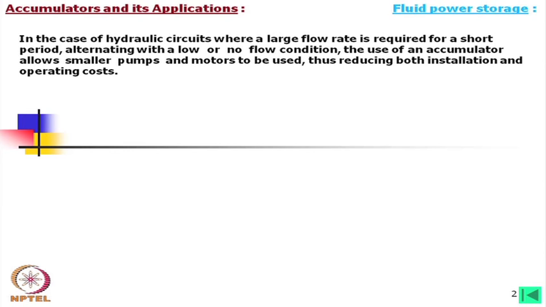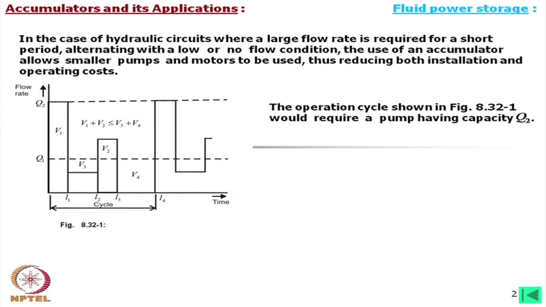Now, in case of hydraulic circuits where a large flow rate is required for a short period, alternating with a low or no flow condition, the use of an accumulator allows smaller pumps and motors to be used, thus reducing both installation and operating cost. So, basically we store the energy when the full energy is not required for the operations, and it is kept in store and utilized when more power is required, more pressure and flow is required.